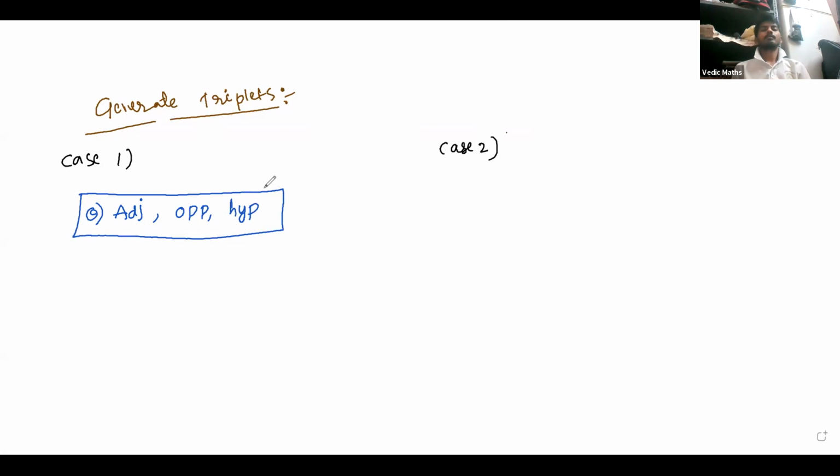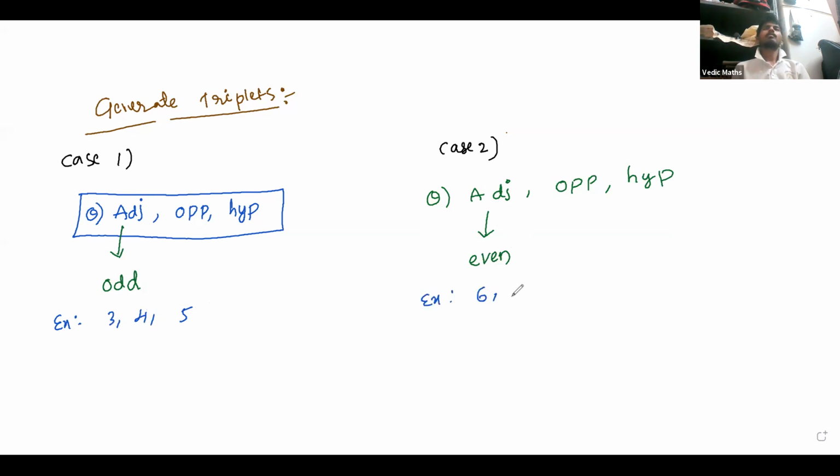Suppose the starting value is odd. Theta, adjacent side, opposite side, hypotenuse. The adjacent value will be odd, and the opposite side will be even. That means, for example, 3, 4, 5. And here another example, 6, 8, 10. If you see, this is one triplet, and this is also one of the triplets. This triplet starts with an even number and this triplet starts with an odd number.